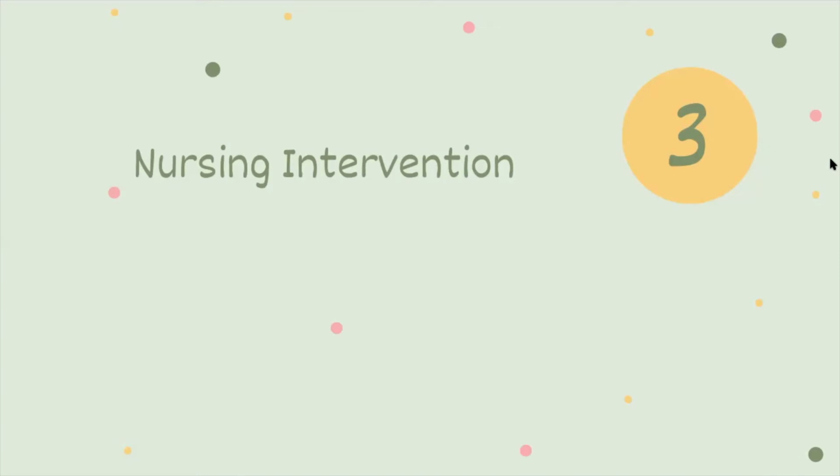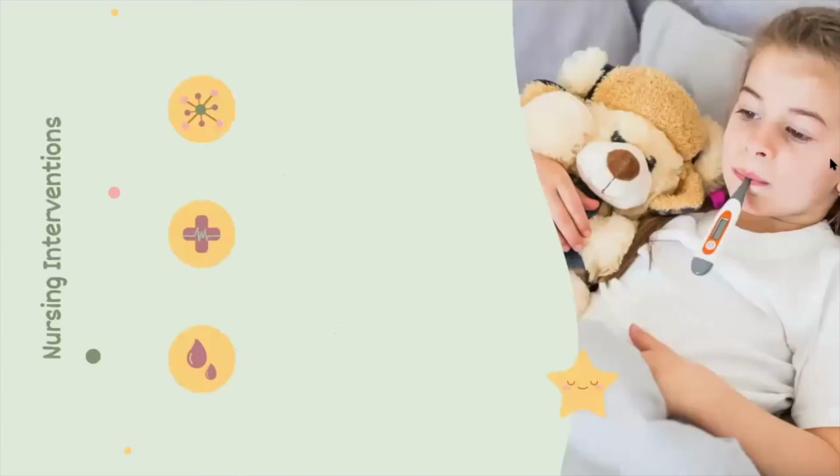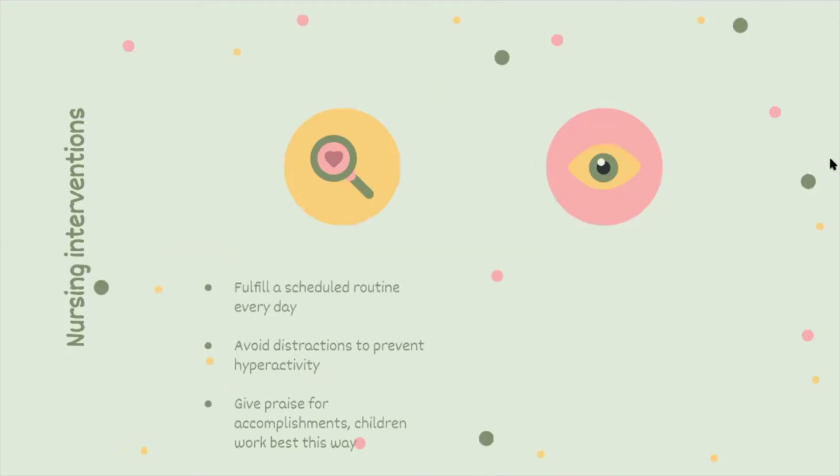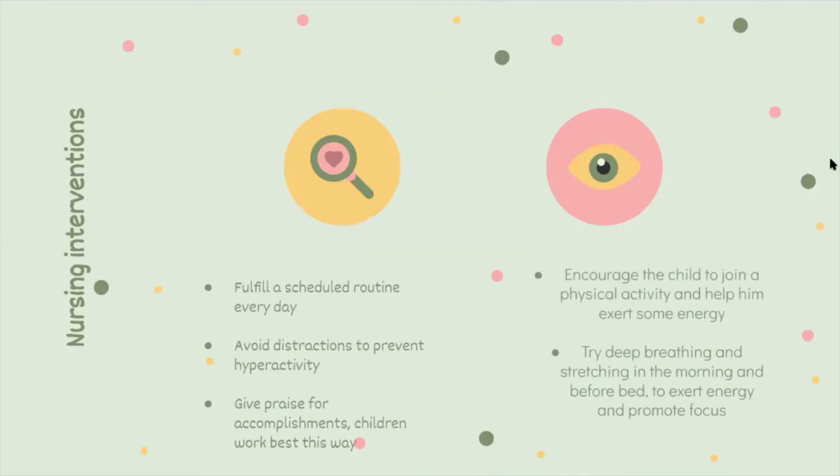Next, we're going to be talking about nursing interventions. Some nursing interventions are, you want to accept and consider the child for who he or she is and communicate with them as an equal. You want to make sure that you talk to your child age appropriately and do not baby talk them. Encourage the child to express his thoughts or emotions and respond therapeutically. Give the child simple instructions one at a time. Fulfill a scheduled routine every day.